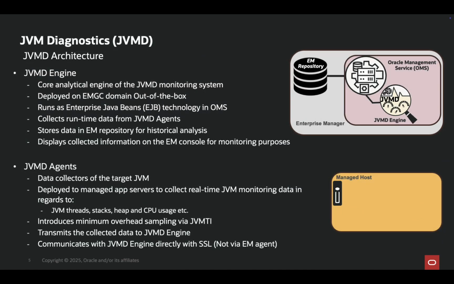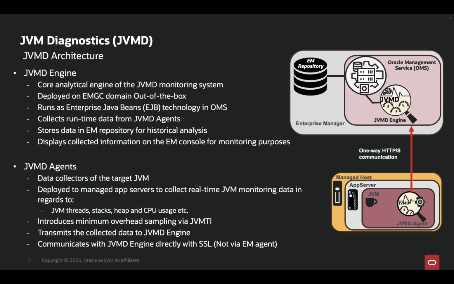Let me briefly show you the JVMD architecture. At a high level, JVMD consists of the JVMD engine, which is the core analytical portion of the JVMD monitoring system, and JVMD agents, which are the data collectors of the target JVM. JVMD agents are deployed inside the managed application servers and collect real-time JVM monitoring data. The collected data is transmitted to the JVMD engine directly using SSL. So this is a high-level picture of how JVMD works behind the scenes.